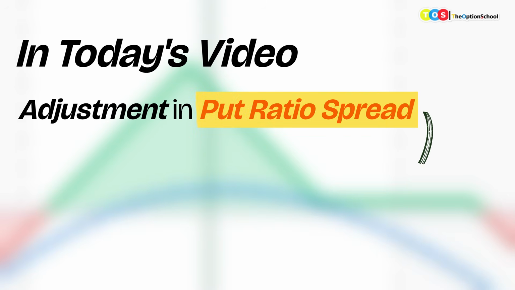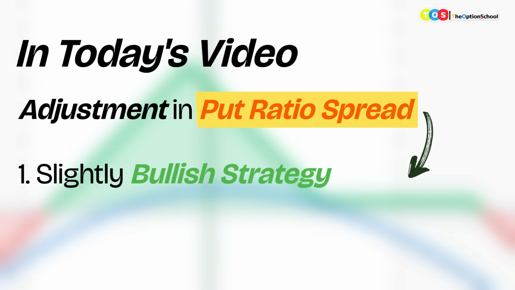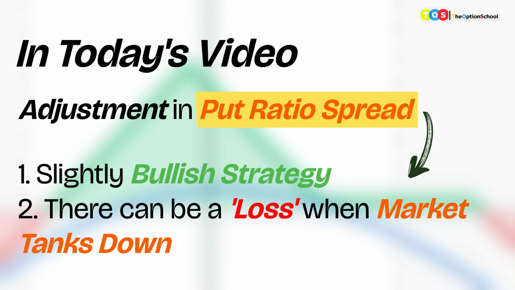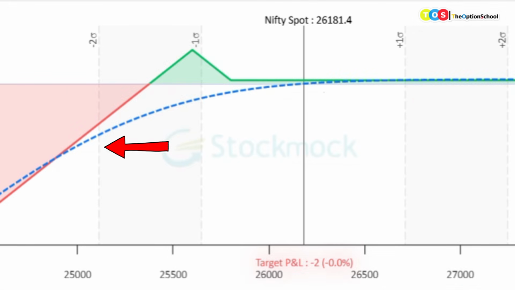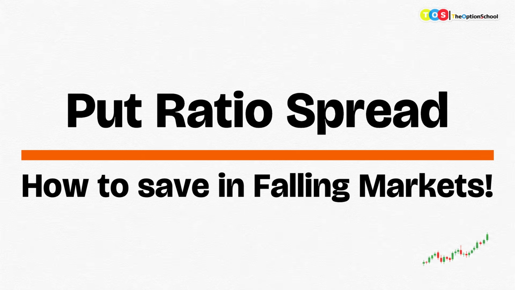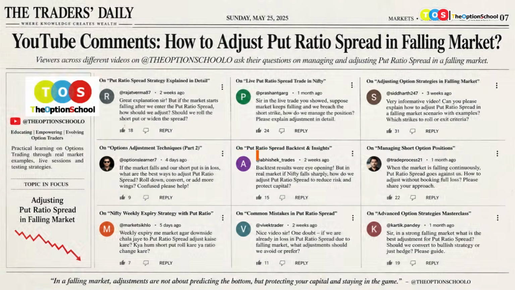Put ratio spread generally is a slightly bullish strategy, and in case market really tanks down, obviously there has to be a loss because the lower side is unlimited loss in put ratio spread. So how can one save a put ratio spread in falling markets? This request has been coming to us for so many days. We have given a video on put ratio spread.